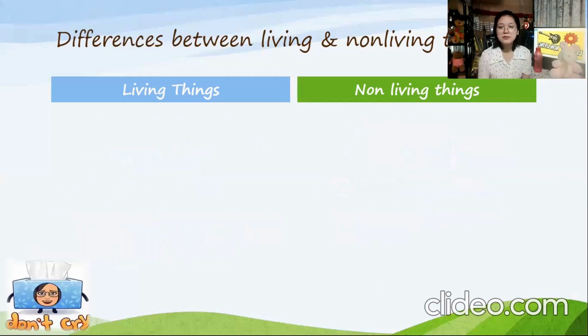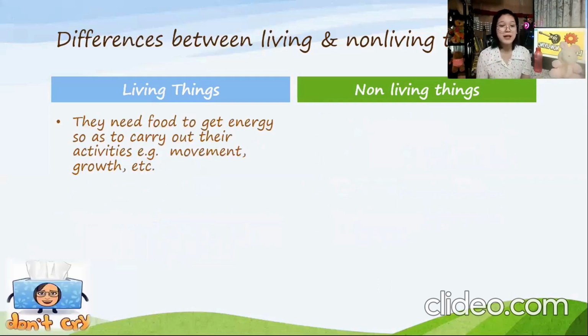Living things, they need food to get their energy to carry out their activities. Activities like movement, growth. Well, just like humans, we need food. We need to survive. We need water. We need shelter. Okay? Just like for the animals, they need a habitat. They need food and water to survive.